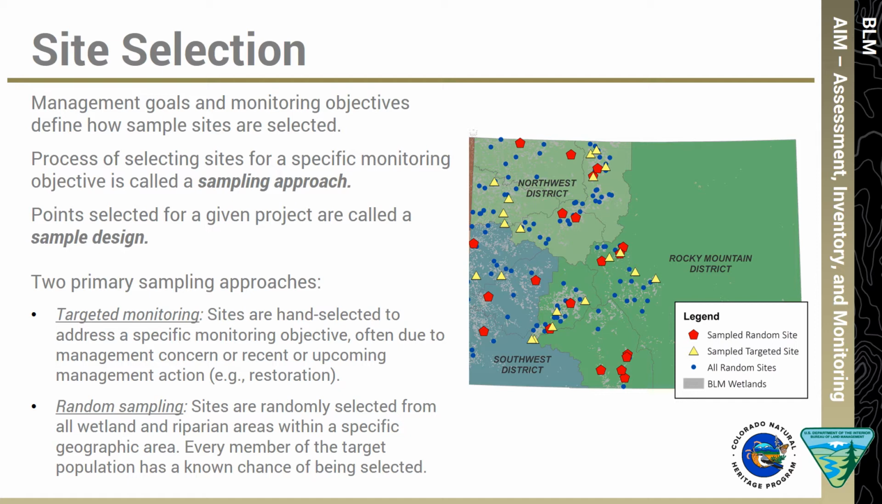First is targeted monitoring. In targeted monitoring, sites are hand-selected to address a specific monitoring objective, often due to management concern or recent or upcoming management action. Targeted monitoring is appropriate for site-specific evaluations of treatment effectiveness or specific areas of concern, and can be used to document a reference condition, establish repeat monitoring areas, monitor known habitat of a rare plant or animal species, or track changes that result from management actions like grazing or restoration.